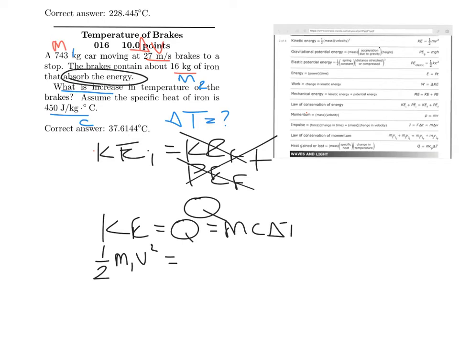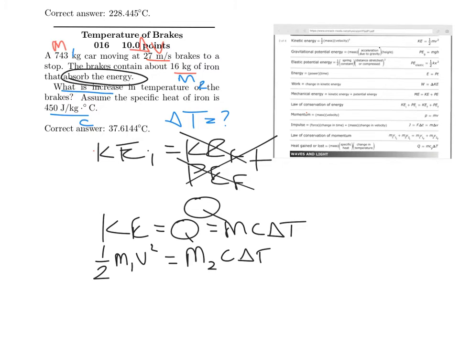That's equal to, what's Q equal to? m times c delta T. All right, so that's mass. Which object is going to get the heat? Is it going to be the iron that gets the heat, or is it going to be the car that gets the heat? Well, it's going to be the iron in the brakes, right? So that's m2, specific heat of the brakes, times the delta T. And what were we solving for? Delta T.